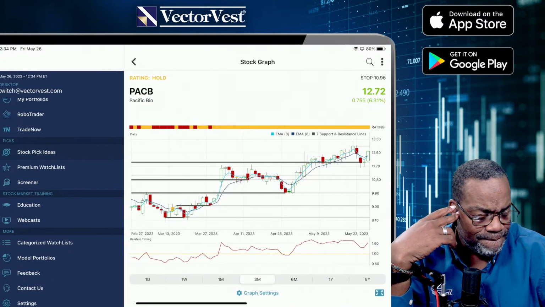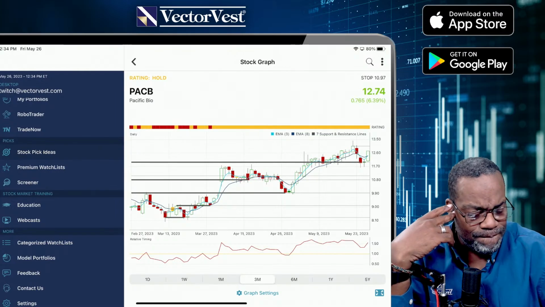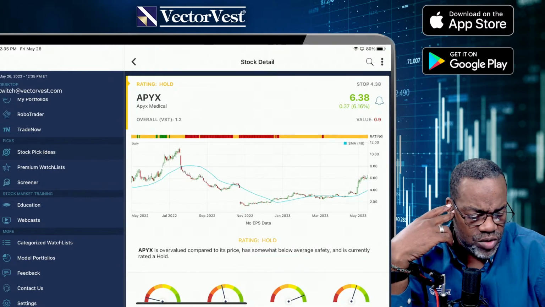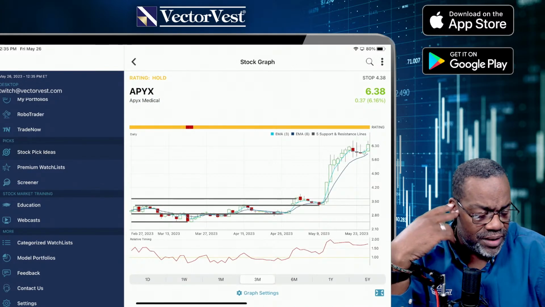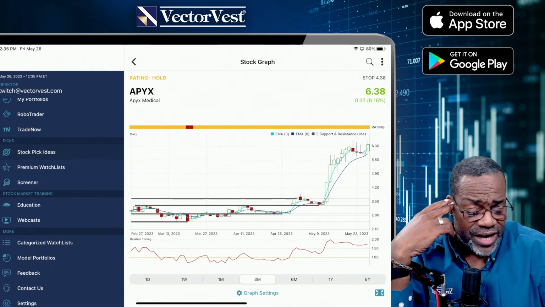PACB, bouncing off support. Let me zoom in. Again, bouncing off support. Nice open candle, no wick at the top. RT is good. I wanted to get out of that channel as well. Next one, AP. Now, that one's not in the channel. Let's zoom in. I like that bounce off support. Nicely moved up for a lot of days in a row.